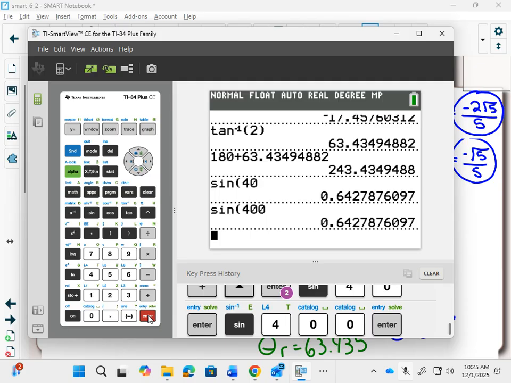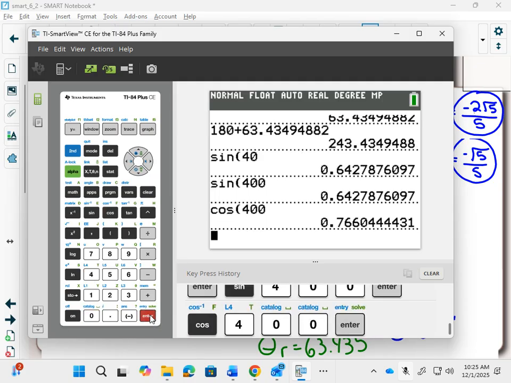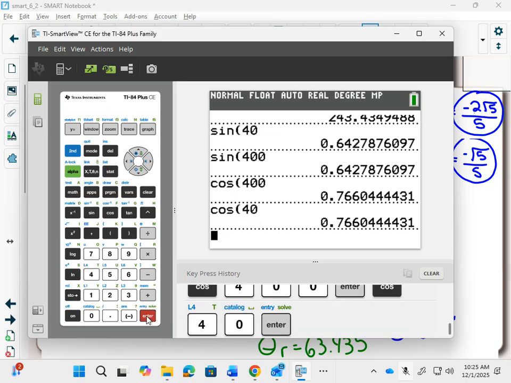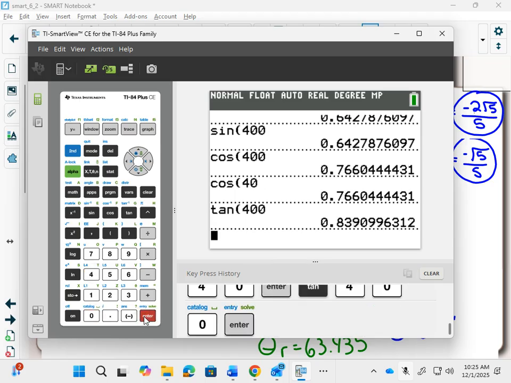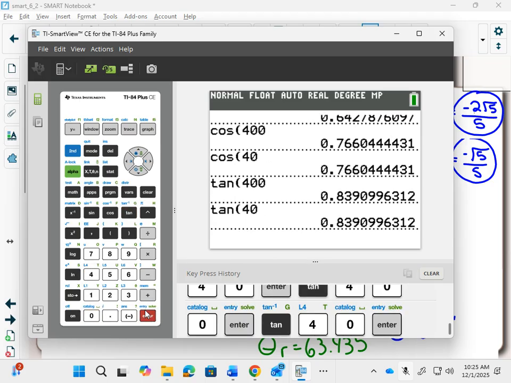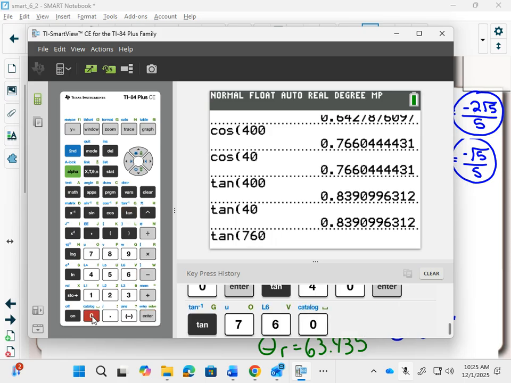Cos of 400 degrees is going to be exactly the same as cos of 40. They're both in quadrant 1, so they'll both be positive. Tan of 400 degrees is exactly the same as tan of 40. They're both in quadrant 1. What's this going to equal? The same, because you see 720 plus 40 would have a reference angle of 40, exactly the same. So now we've got trigonometry way beyond 360 degrees.